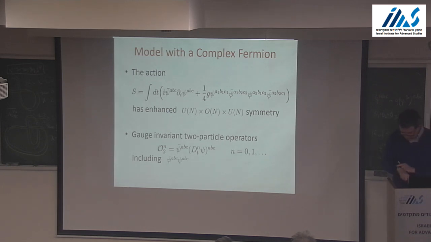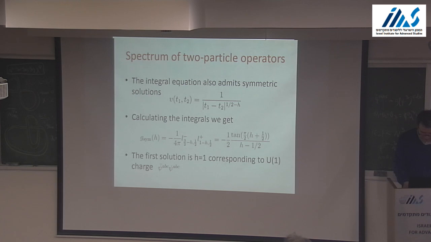Okay, so just for completeness, I want to mention that there is this complex version of the model with U(N) cross O(N) cross U(N) symmetry, and that has basically these types of two-particle operators, and now n can be both even and odd. In particular, the lowest one is this charge, just the U(1) charge, which Subir mentioned in the SYK model. And this charge is protected.